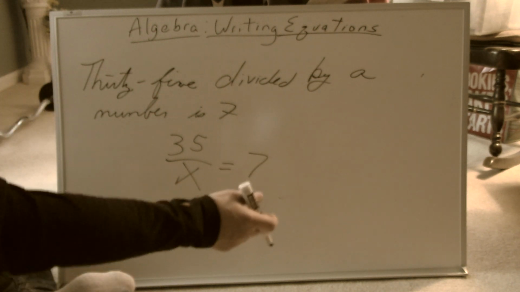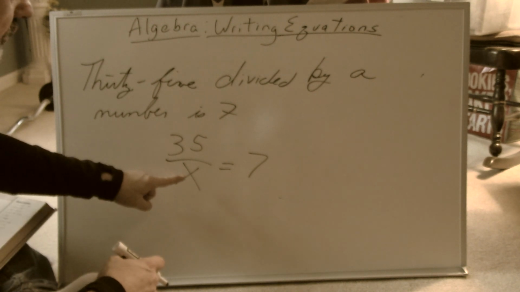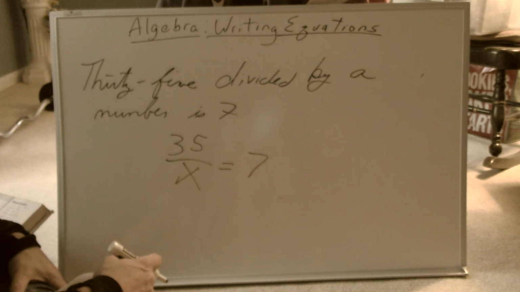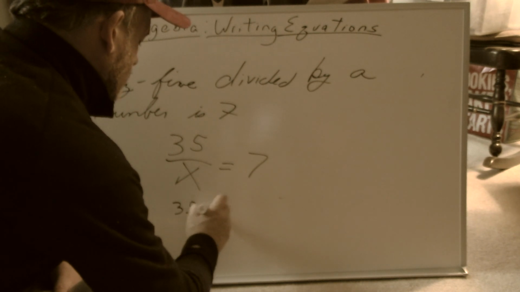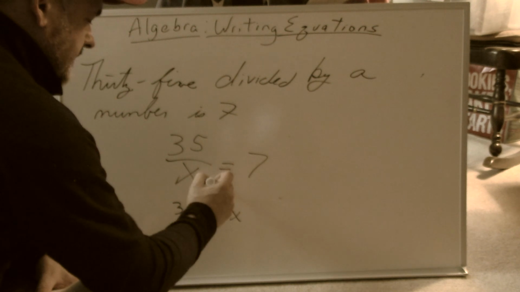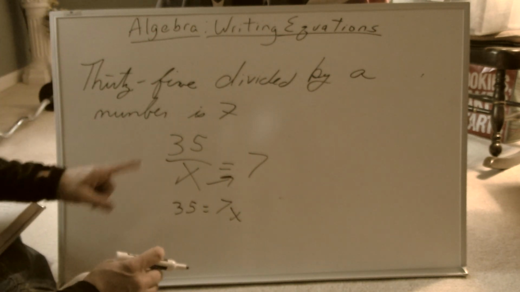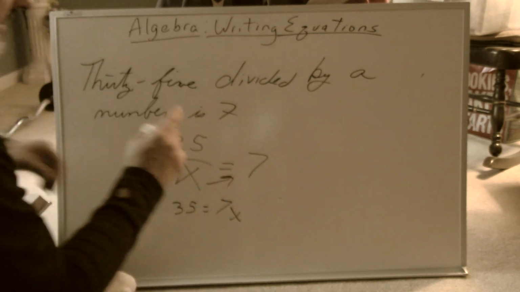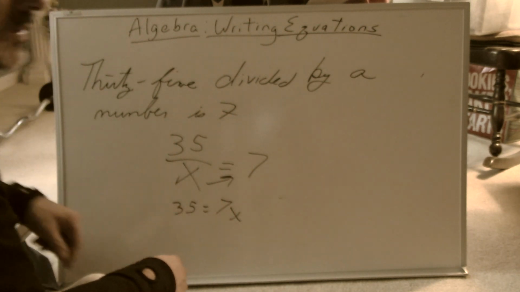So what you do is, well, I'll show you. You're going to multiply the X times the 7. So you go 35 equals 7x. So I multiplied these two. I went x times 7. Then after that, it says 35 equals 7 times what number? Now, 7 times what number?